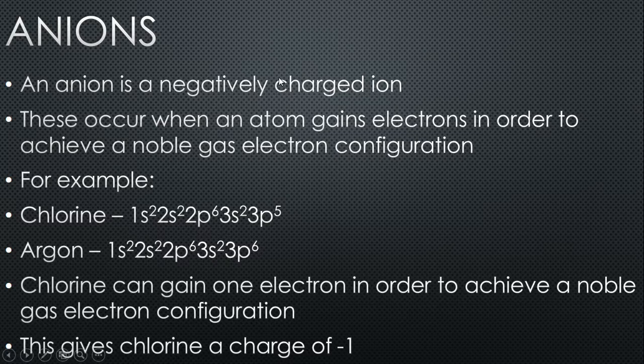Anions are negatively charged ions. These occur when an atom gains electrons. So again, that's gaining negative charge in order to achieve a noble gas electron configuration.